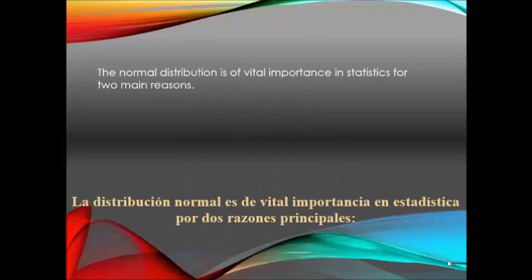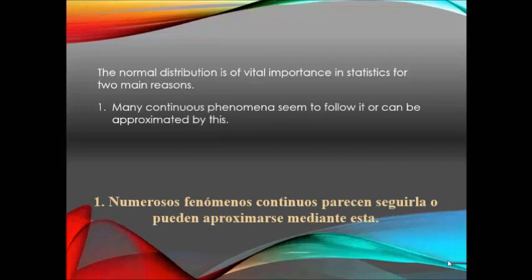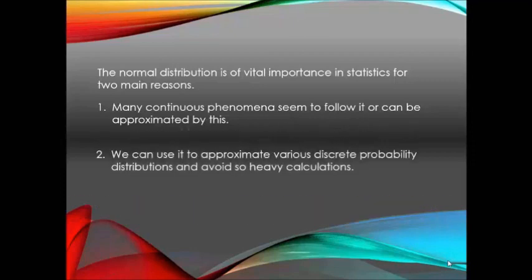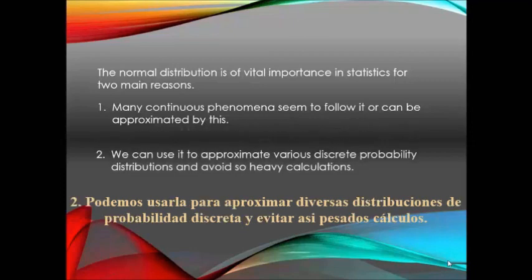The normal distribution is of vital importance in statistics for two main reasons. Number one, many continuous phenomena seem to follow it or can be approximated by it. Number two, we can use it to approximate various discrete probability distributions and avoid heavy calculation.